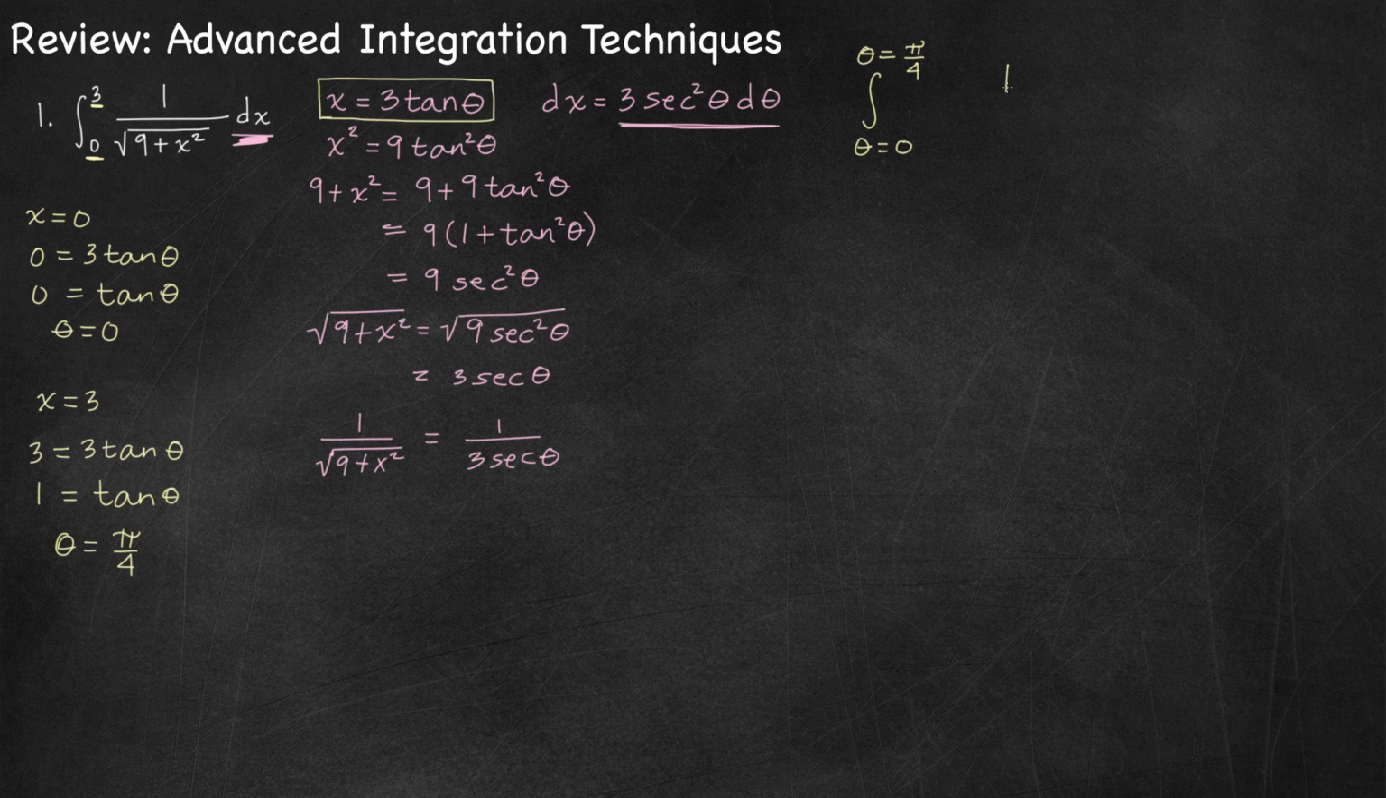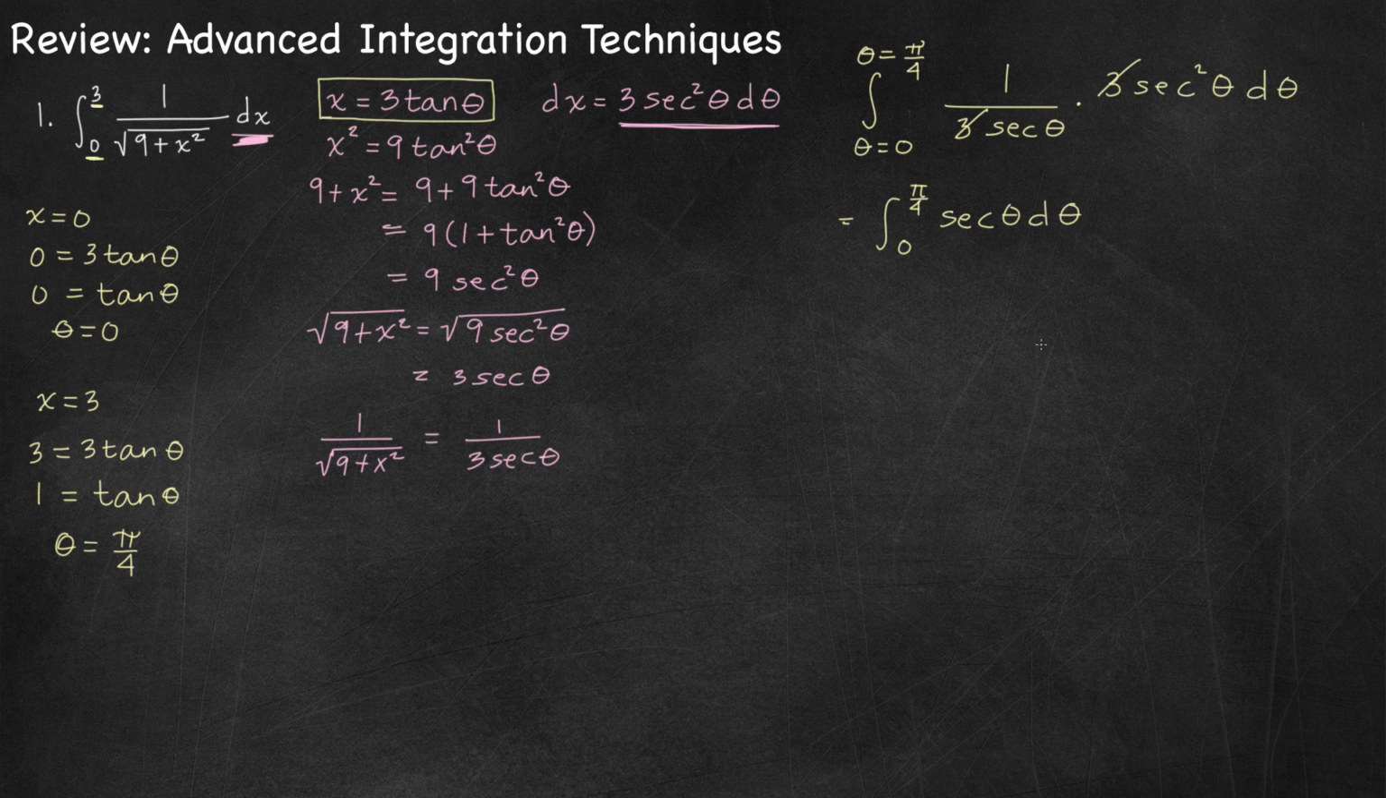Now we need 1 over the square root of 9 plus x squared, and that's equal to 1 over 3 secant theta times dx, and dx equals 3 secant squared theta d theta. Now we can simplify. 3 over 3 is 1. Secant squared theta over secant theta is just secant theta. So I have the integral from 0 to pi over 4 of secant theta d theta.